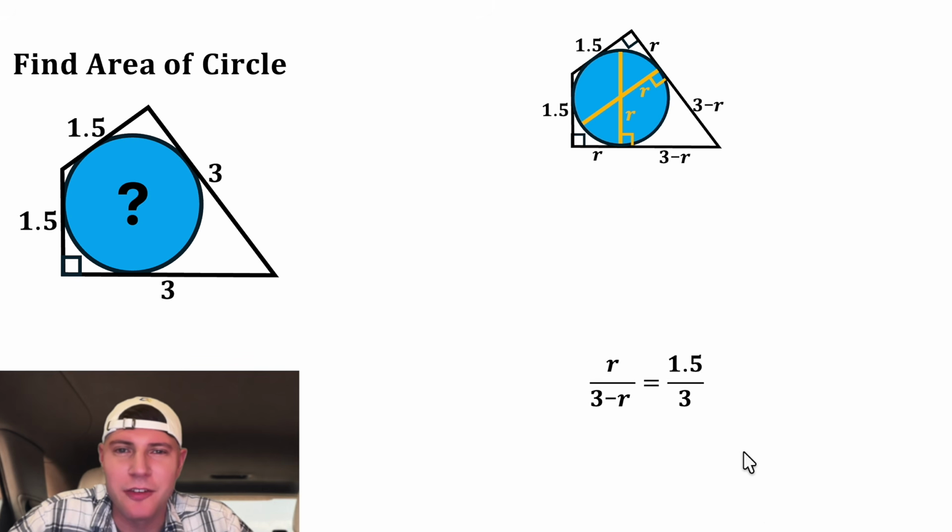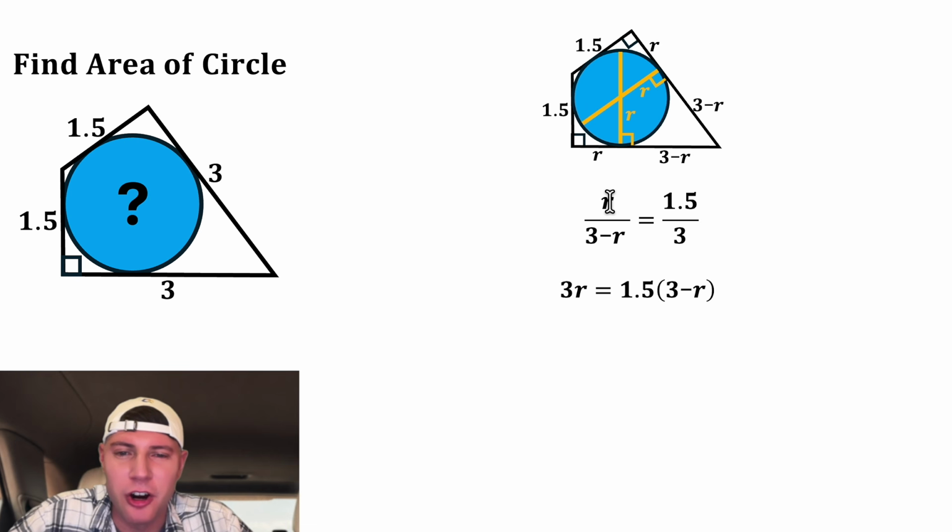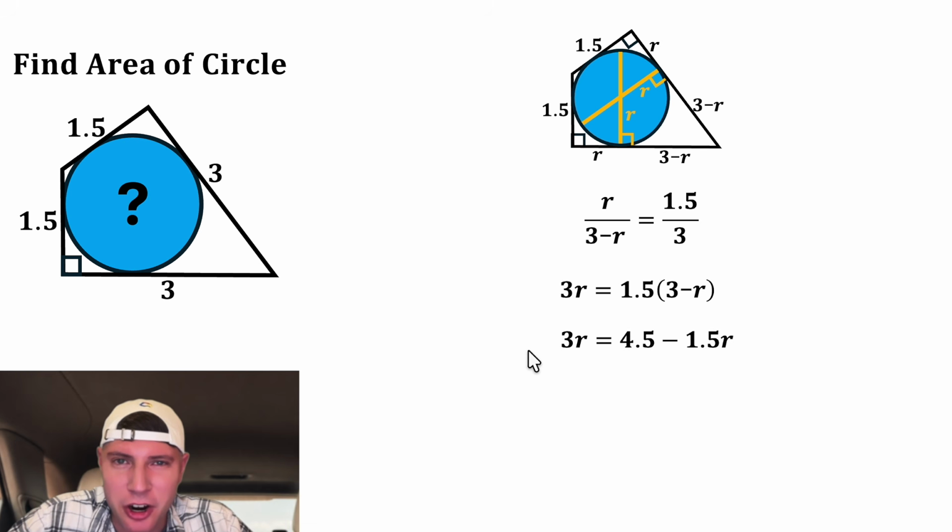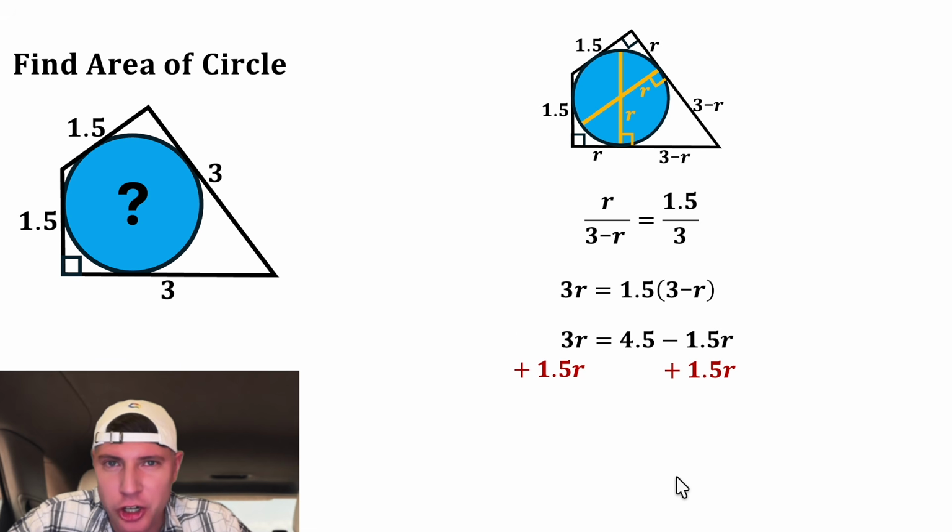Let's see if we can solve for r. First, we can cross multiply. This will be 3 times r is equal to 1.5 times the quantity 3 minus r. On the left-hand side, we can copy down the 3r. And on the right-hand side, we can distribute this 1.5 to each of these terms. 1.5 times 3 is equal to 4.5. And then we could subtract 1.5 times r, which is 1.5r. And then from here, we can add 1.5r to both sides.